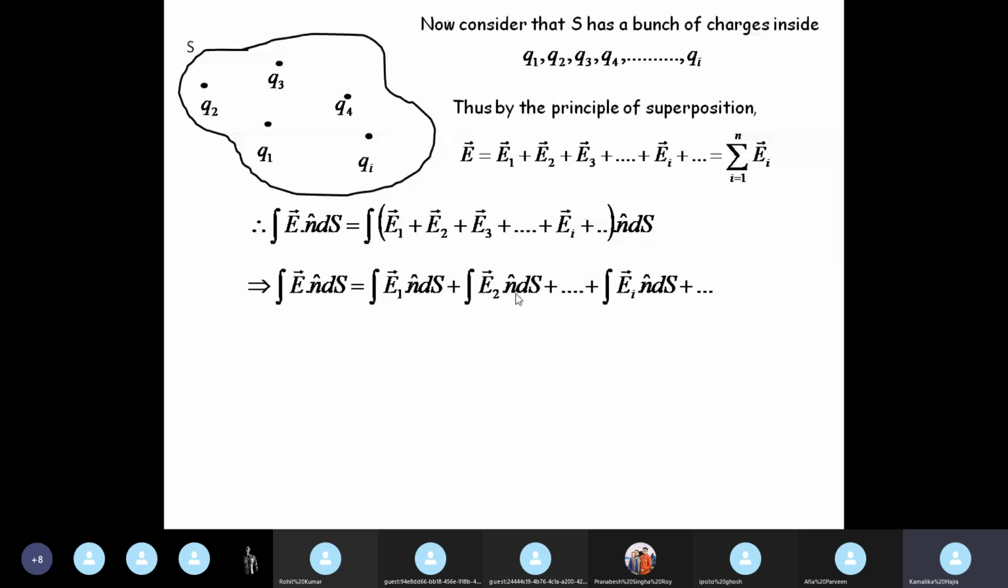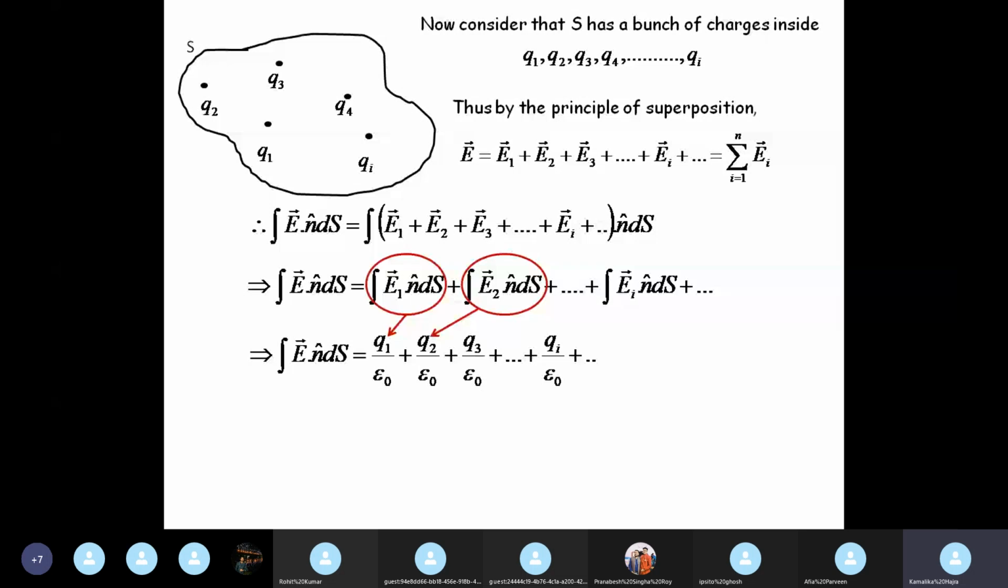Now, from Gauss's law, we know that integration E1 dot n cap ds is Q1 by epsilon naught, because E1 is the field due to Q1. Integration E2 dot n cap ds is Q2 by epsilon naught, because E2 is the field due to Q2. And similarly for all the individual charges. So for single charges, we have found out what Gauss's law gives us. So from Gauss's law, this is Q1 by epsilon naught. This is Q2 by epsilon naught. This is Qi by epsilon naught, right?